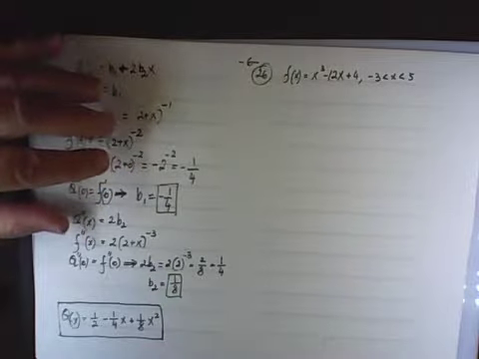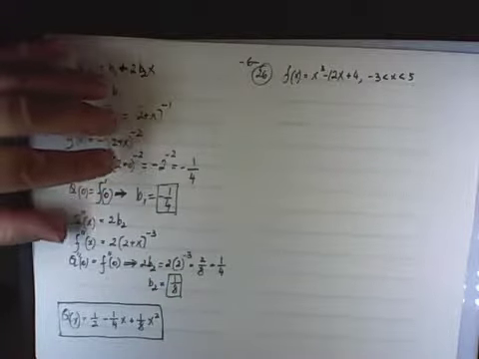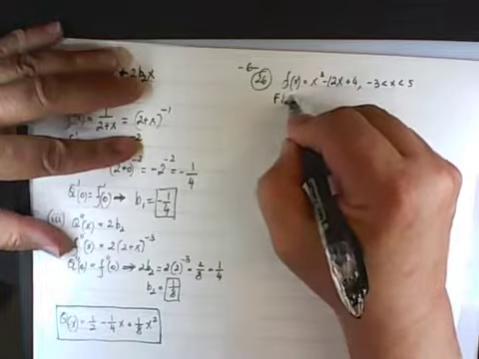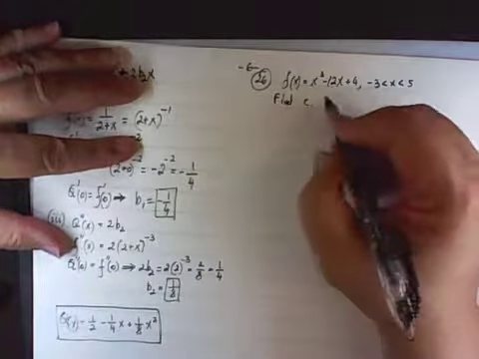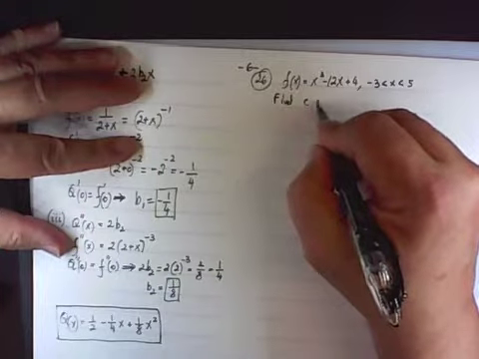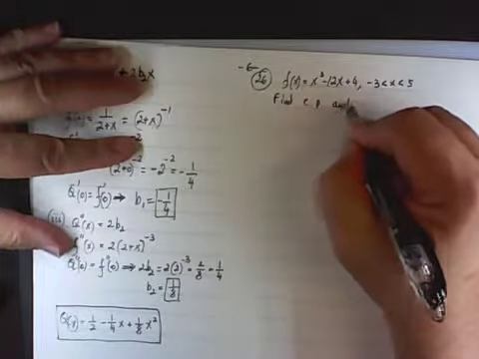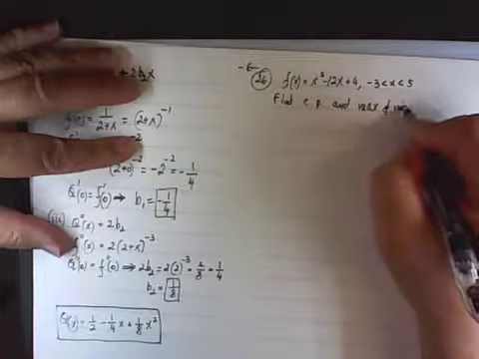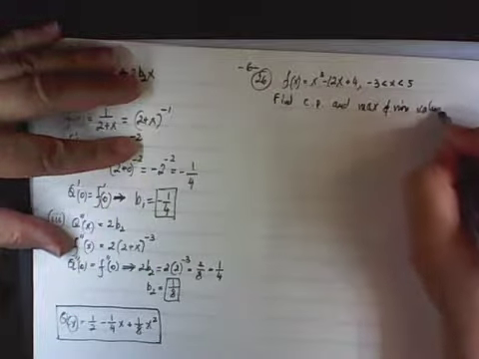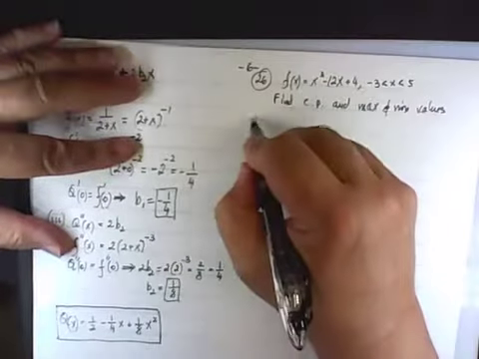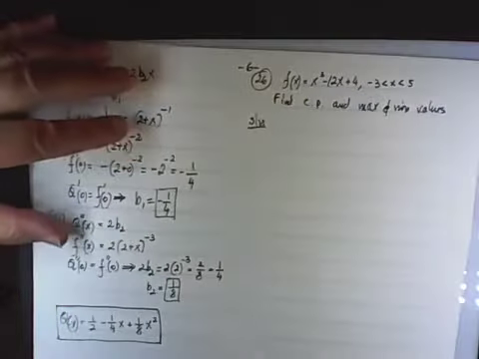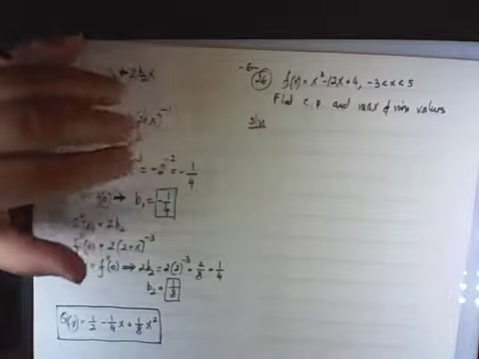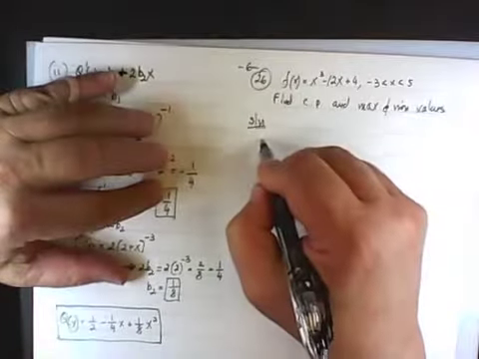Okay, so we want to find the maximum and minimum values. So we want critical points, CP, and max and min values. The solution goes like this. First, let's find the critical point. So critical numbers.